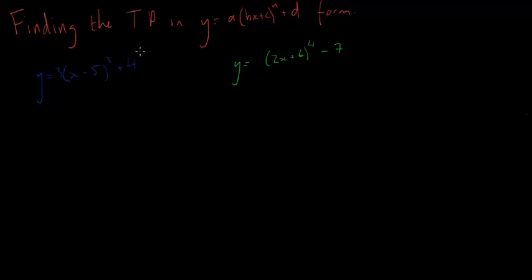Alright, extending on from our families of polynomial video, just taking a quick look at finding the turning point in this form up here. To be able to do that, by now we should be able to recognize from this equation that our turning point would be at 5, 4. And we're going to take a quick step back and have a look at why that's the case.